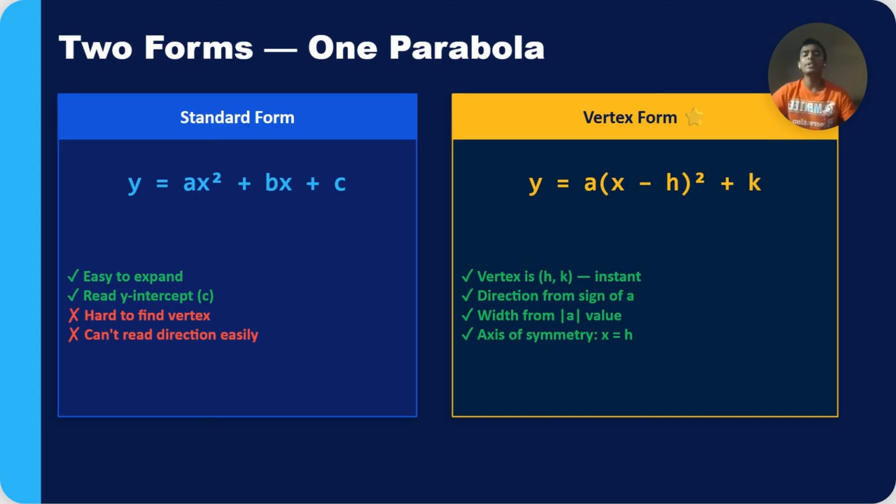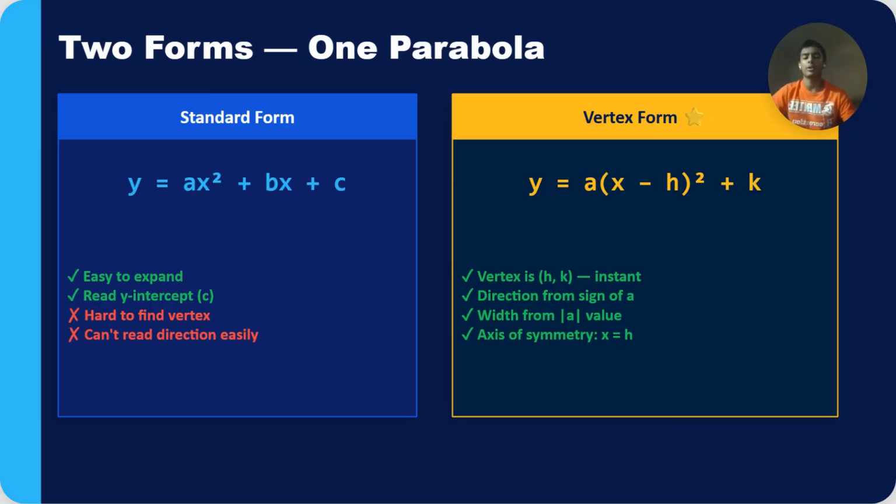So, you may have seen standard form, y equals x squared plus bx plus c. It's fine for some things. You can read the y-intercept right away, but it hides the vertex. So, you're going to have to do some extra work to find it.